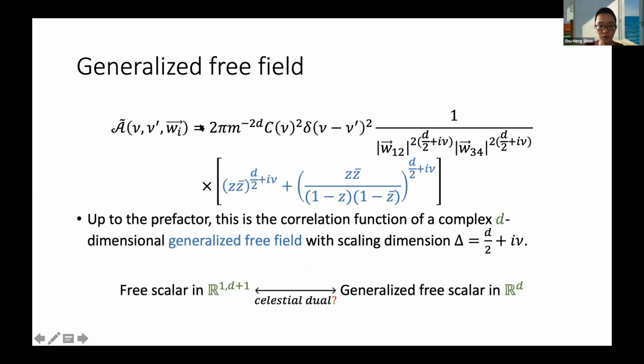So let me just record the formula here again. Up to this prefactor here, the remaining piece is exactly the correlation function of a complex d-dimensional generalized free field with scaling dimension chosen to be d over 2 plus i nu. At least for this special choice of the conformal dimension, it is therefore tempting to say that a free scalar in the d plus 2 dimensional Minkowski space is dual to a continuum collection of generalized free fields on the celestial sphere.